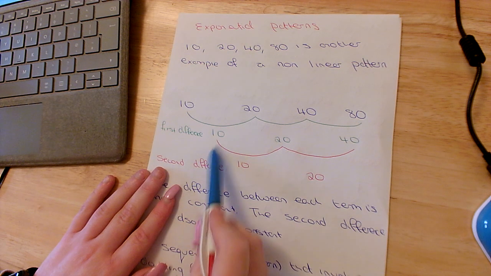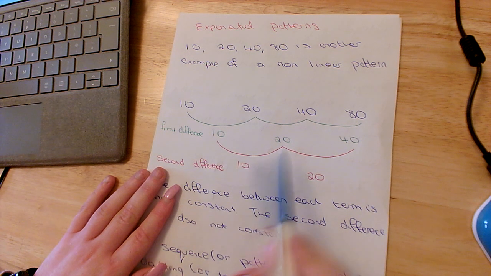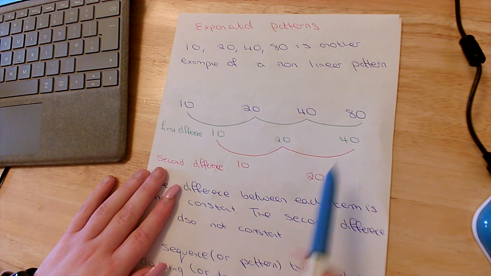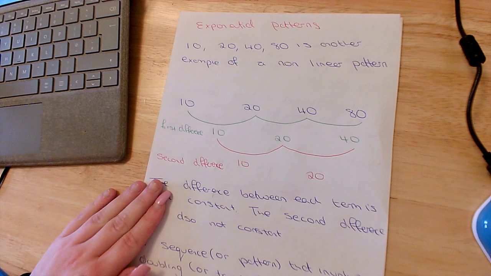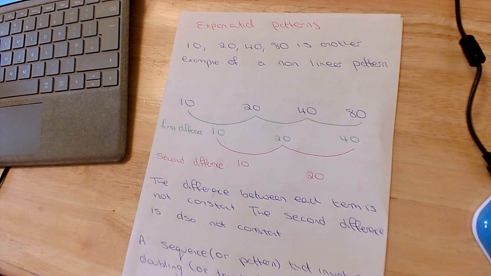Now I go on and get my second difference. The difference between 10 and 20 is plus 10. And the difference between 20 and 40 is plus 20. There we can spot, girls, that our second difference is not the same either. So it cannot be a quadratic pattern. It has to be an exponential pattern.